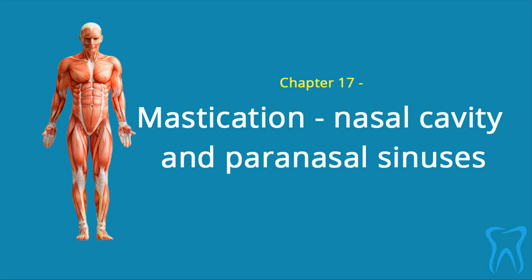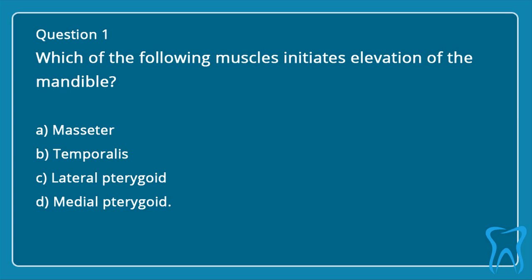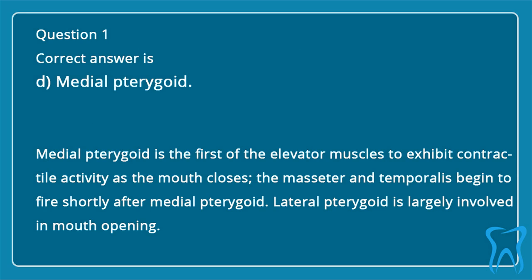Chapter 17, Mastication. Question 1. Which of the following muscles initiates elevation of the mandible? A. Masseter. B. Temporalis. C. Lateral pterygoid. D. Medial pterygoid. Correct answer is D. Medial pterygoid.